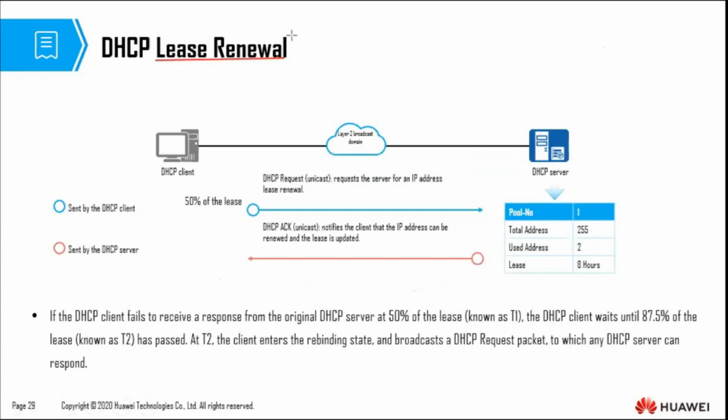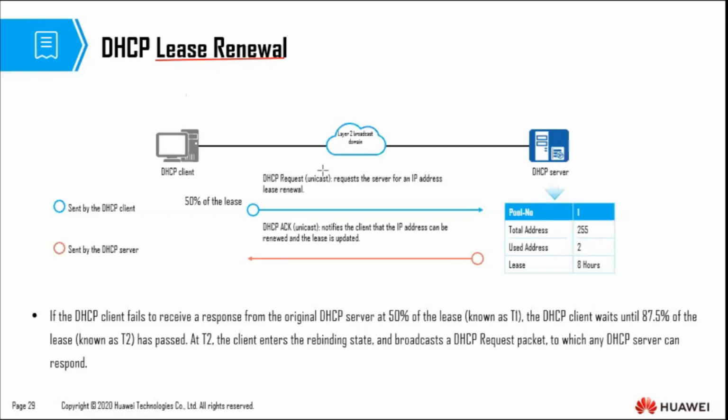Okay, so there's the concept of also of lease renewal. As we said, DHCP offers IP addresses for a limited time. That limited time is called a lease. By default, Huawei devices lease IP addresses for 24 hours, for 1 day. That's the default. Now, lease renewal is, I have this IP address, the lease is almost expiring, but I still want to use it. So how is that done by your machine?